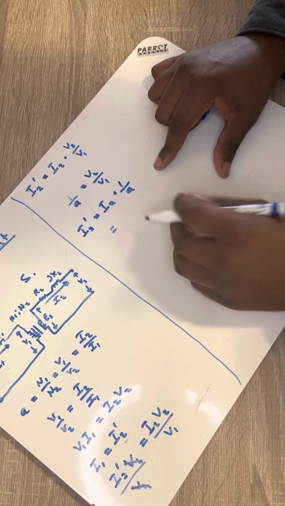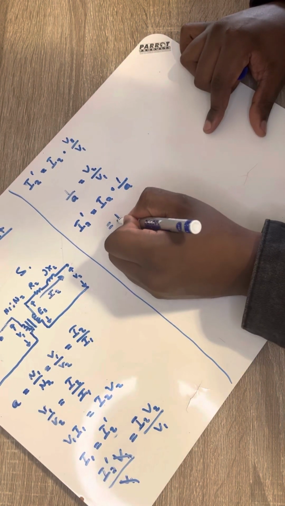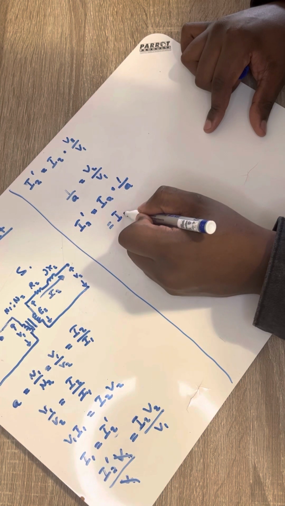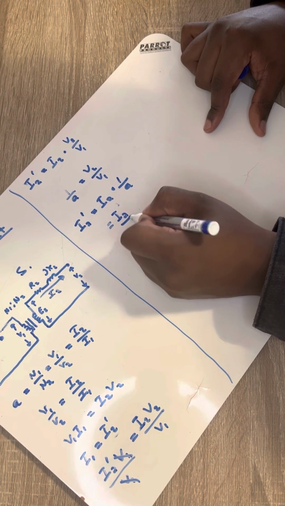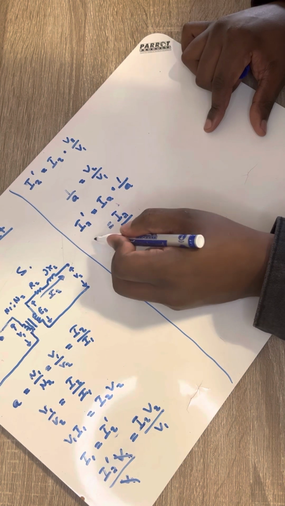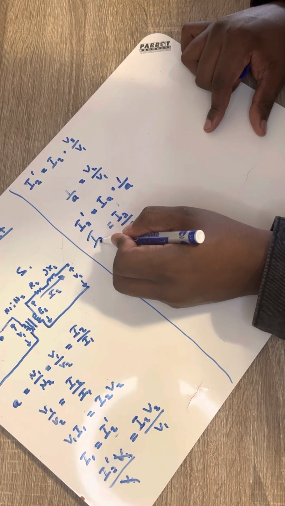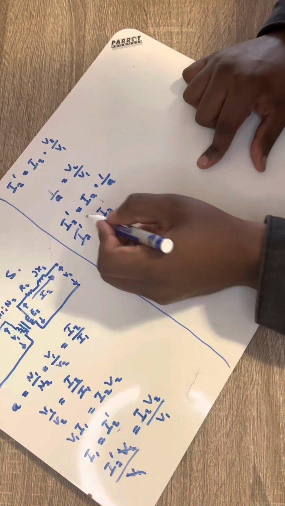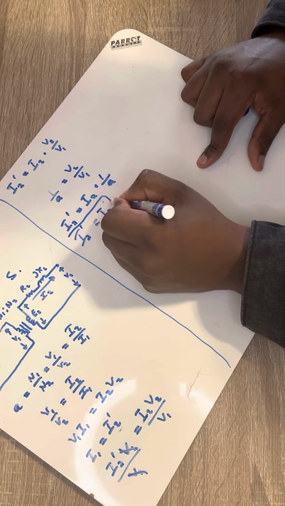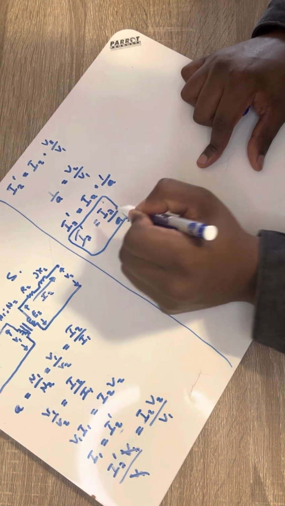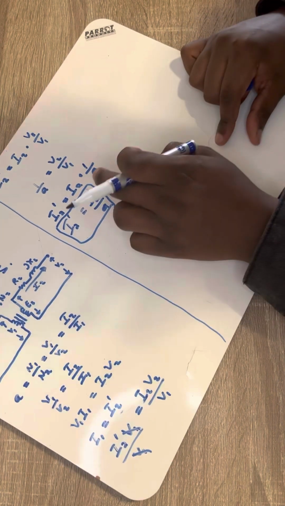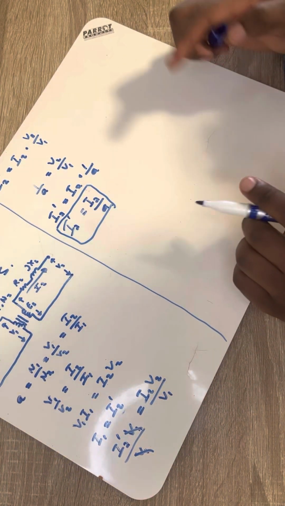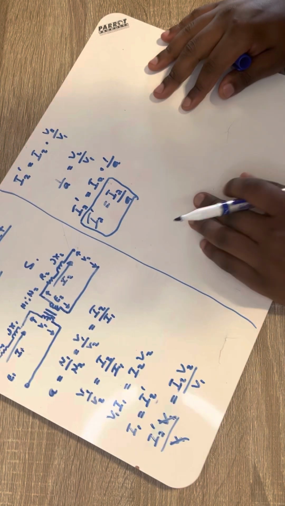So when we want to refer I2 to the primary, this is the formula to use: I2 divided by A, so I2 prime equals I2 over A. This is a standard formula. In any given situation, you have to use this formula. You don't change this formula.